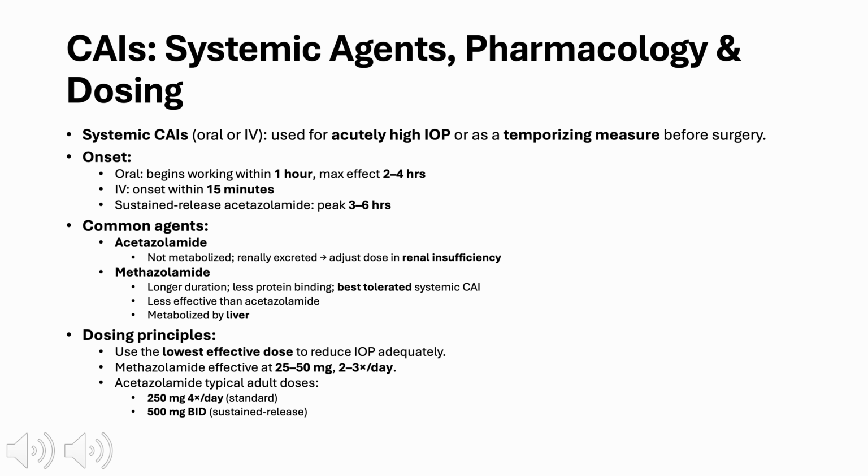All right, now let's turn to systemic carbonic anhydrase inhibitors. These are typically reserved for acutely elevated intraocular pressure or as a short-term bridge before surgery. Oral agents begin working within about an hour, reaching maximal effect around 2 to 4 hours. Intravenous dosing acts faster, usually within 15 minutes. Sustained-release acetazolamide peaks between 3 and 6 hours. The 2 main systemic agents are acetazolamide and methazolamide. Acetazolamide is excreted by the kidneys, so dosing should be adjusted in renal insufficiency.